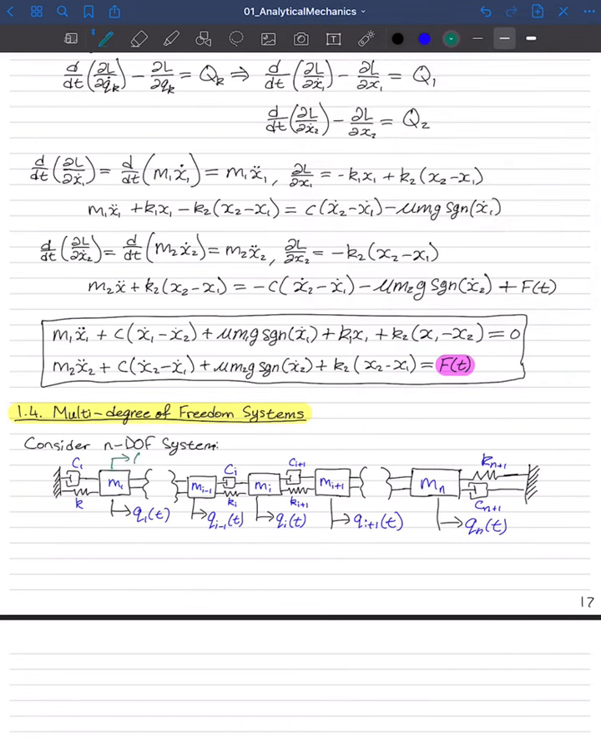On the first degree of freedom we'll have Q1 of t, then we have on the second one Qi minus 1 of t, then we have Qi of t, and these are just generalized forces, but we're assuming they're external applied forces. There's no friction or nonlinear forces, we're assuming that they're just external applied forces. And lastly, we'll have Qn of t. Okay, great.